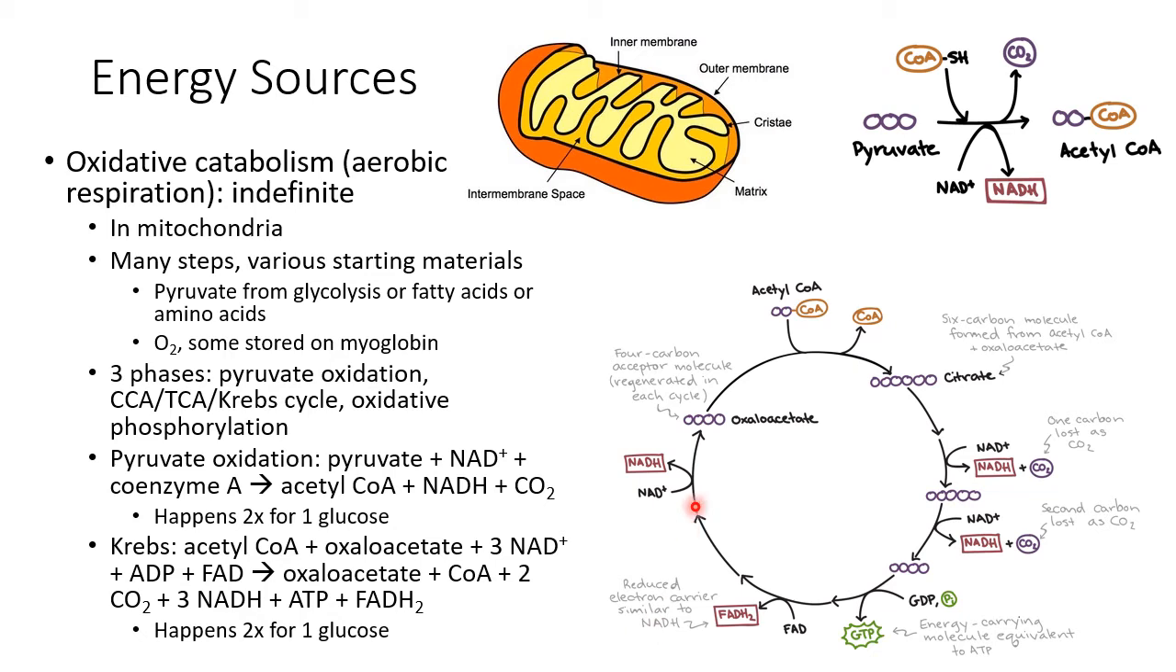But actually, remember that since you get 2 pyruvates out of glycolysis, that means that for every glucose, you would do 2 pyruvate oxidations and 2 turns of the Krebs cycle. So you would be getting 2 ATP total for each glucose out of the Krebs cycle.